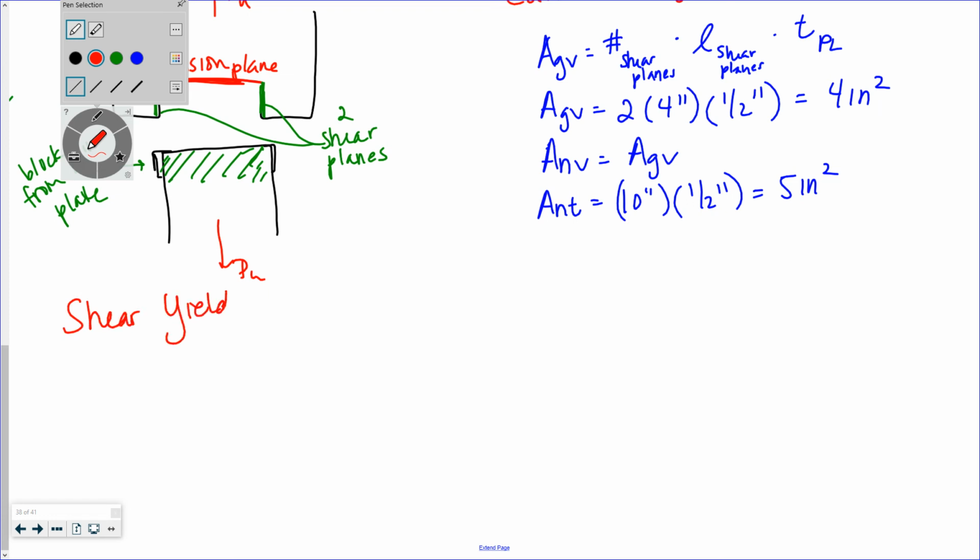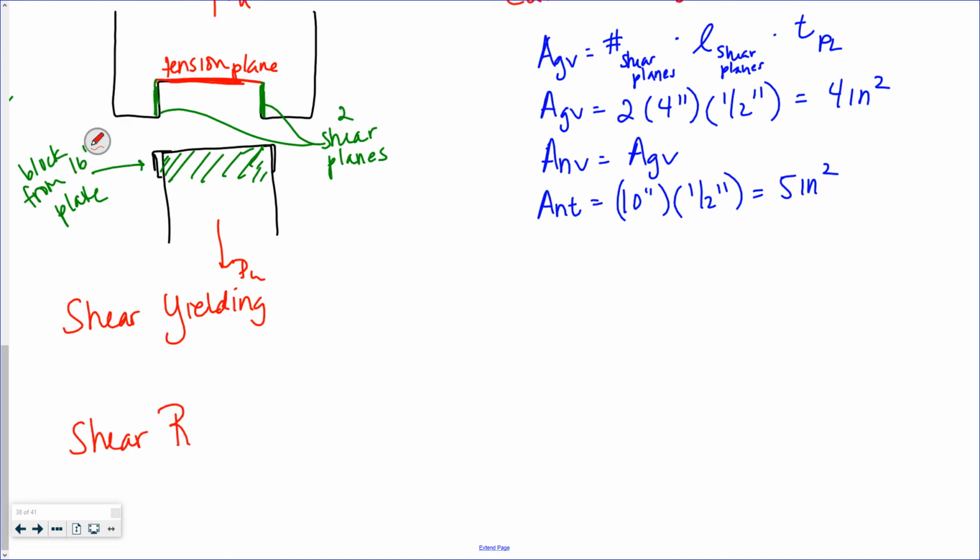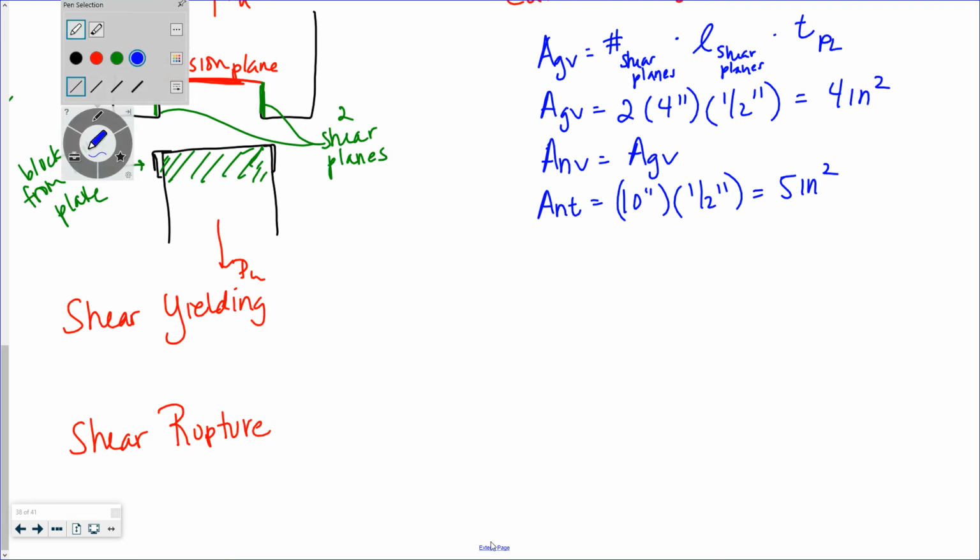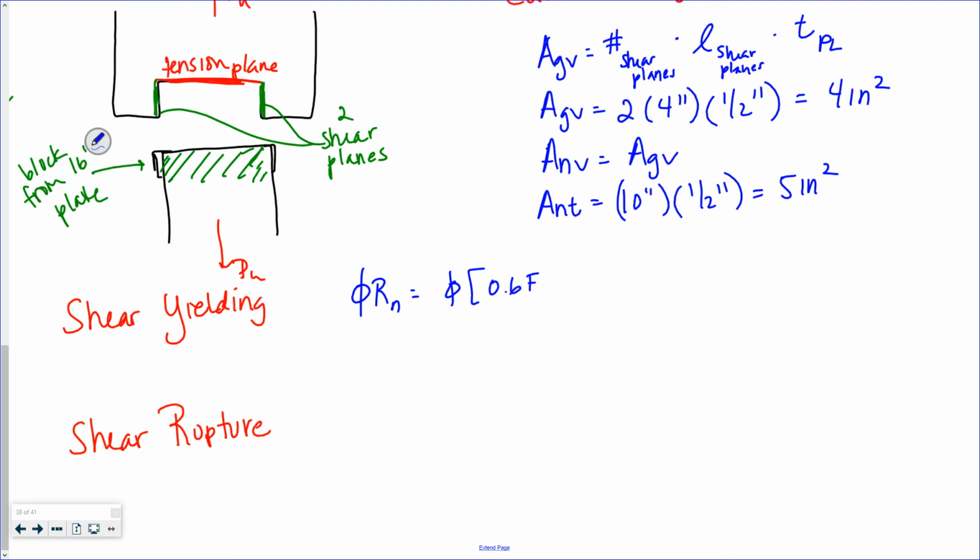I have my 2 shear yielding and shear rupture. Let's see. Right, back in chapter J, phi times 0.6 yield stress, gross shear, my shear lag factor, which will end up being 1, my ultimate, and my net tension.